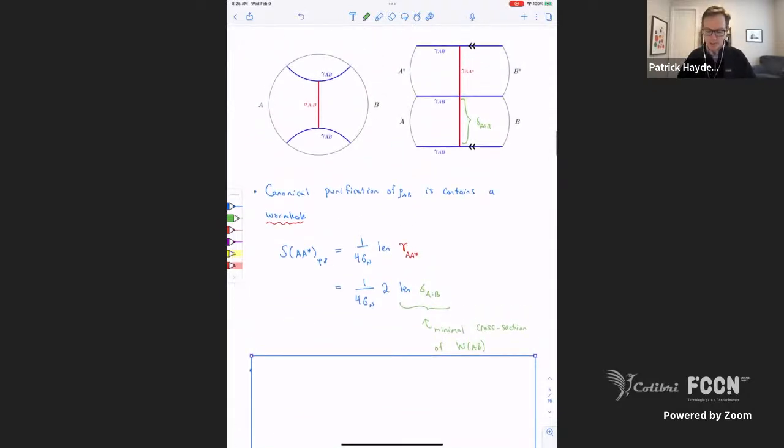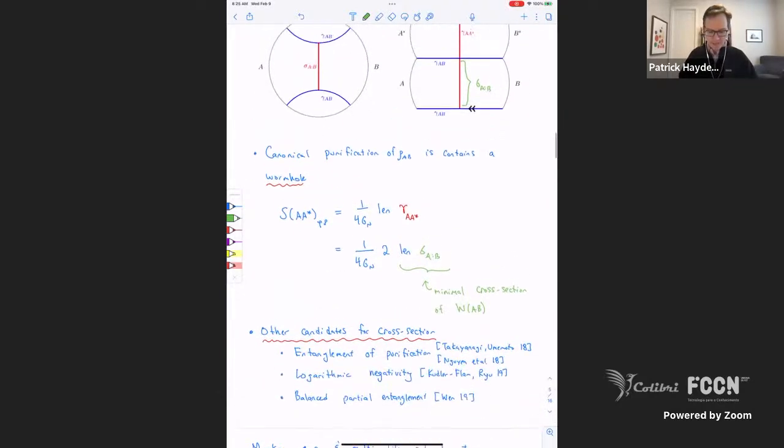And so there's an interesting point to make here, which is that the definition required us to talk about this canonical purification. But when we actually evaluate the reflected entropy, we find that it's something that we can calculate without looking at the canonical purification. We just look at the entanglement wedge of AB in the original space-time, and then we find the cross section of minimal area of the entanglement wedge. And so it's a property that you can calculate geometrically in the original space-time. And so that's an interesting simplification.